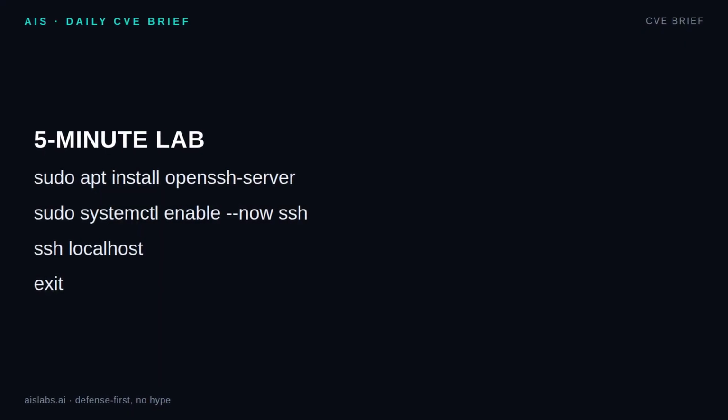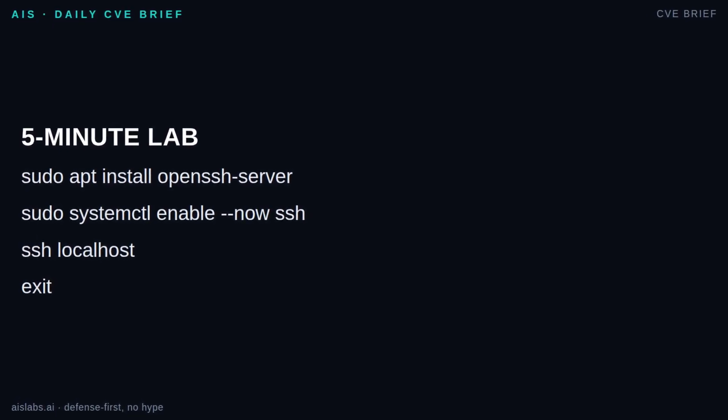For a safe 5-minute lab, use your own Debian or Ubuntu VM. Do not practice on someone else's host. Install the OpenSSH server package with the first line on screen. The second line enables and starts the service named ssh, which is the Debian and Ubuntu service name. On Fedora or RHEL family systems, the package and service are usually named openssh-server and sshd. Then run ssh localhost. You are connecting from the machine to itself, but it proves the client, server, port, encryption, and login path all work. After you land on the remote shell, run whoami if you want, then type exit.